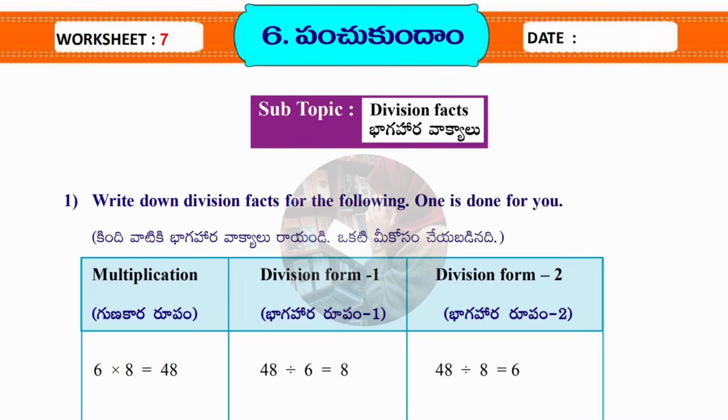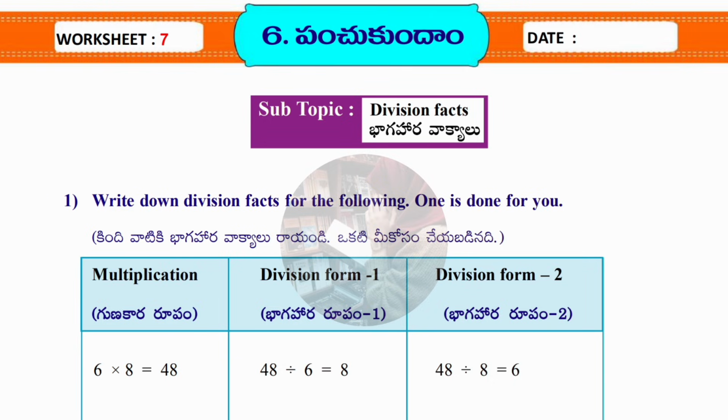Here the subtopic is division facts. Okay guys, let's see the first one. Write down division facts for the following. One is done for you. Okay, one table is given which has 3 columns. The first column is multiplication, the second column is division form 1, and the third column is division form 2.